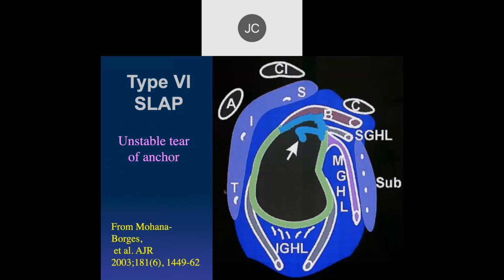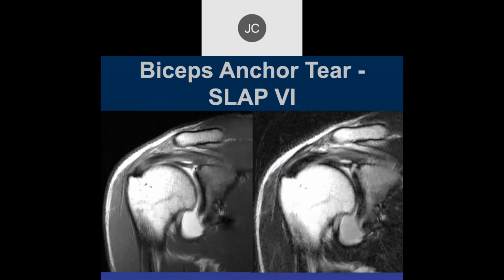There's a type 6 SLAP tear, which is an unstable tear of the anchor, which I find very difficult to differentiate from some of the other types that we've already talked about. How do you know whether it's unstable or not? But here's one that was called a type 6, where you can see displacement of the biceps anchor here, where it's not completely pulled off. I don't think you see this very often, because most of the time, if you have this much tearing in the biceps anchor, it's just going to completely tear and distally retract because of the forces involved. But you might find a small period of time where you can find it displaced like this.